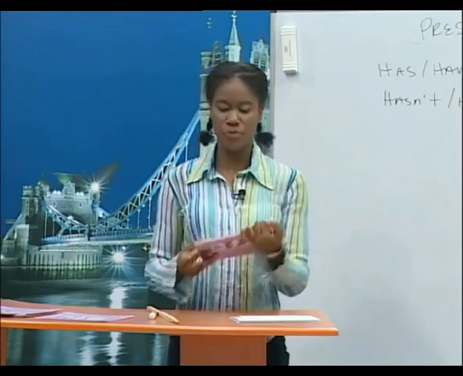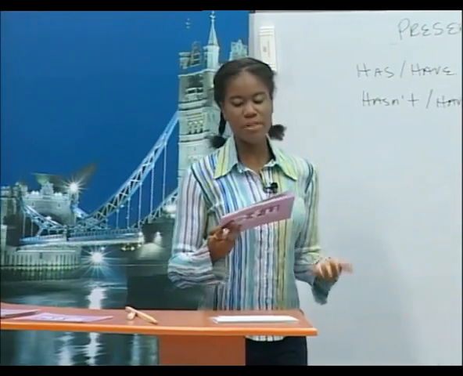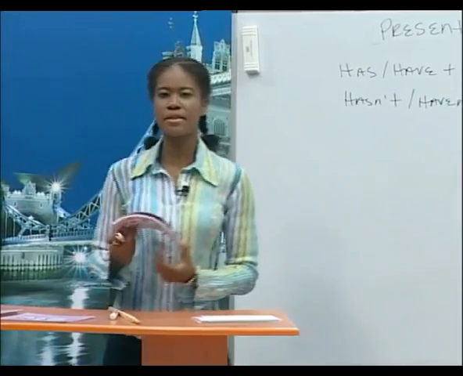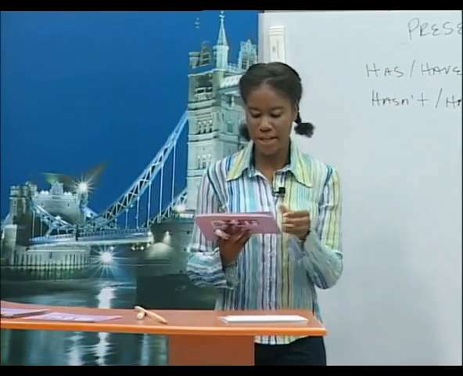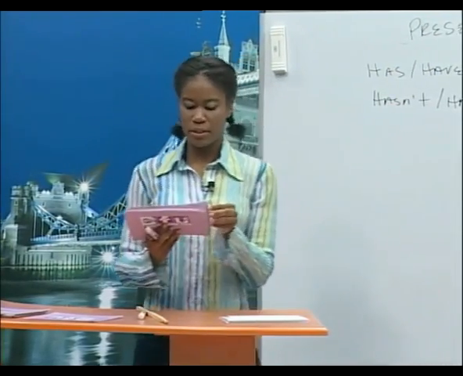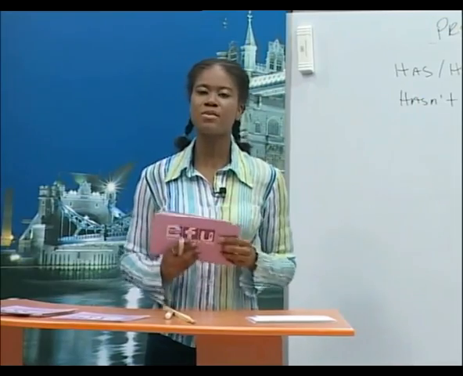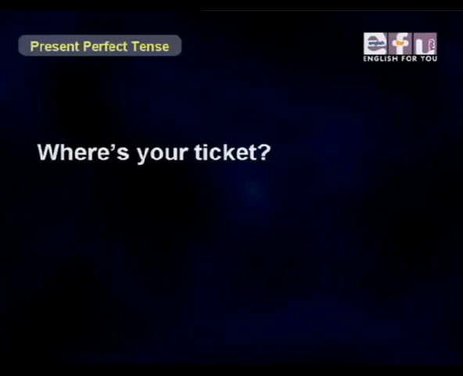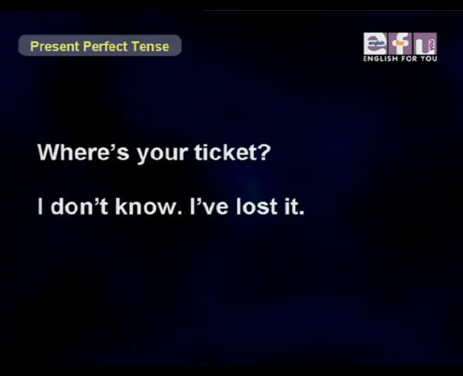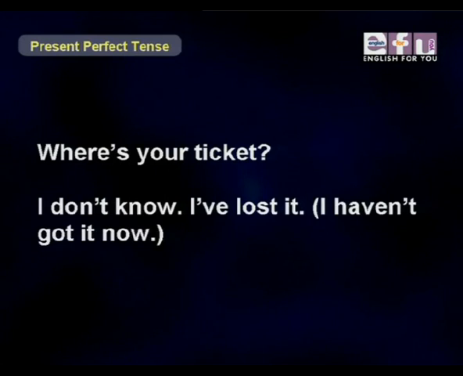Now we must learn when to use the present perfect tense. When we use the present perfect tense, the time is unspecified in the past, and there is always a connection with now. So the action in the past has a result now. Here are some examples. Where's your ticket? I don't know, I've lost it. Which means I haven't got it now.